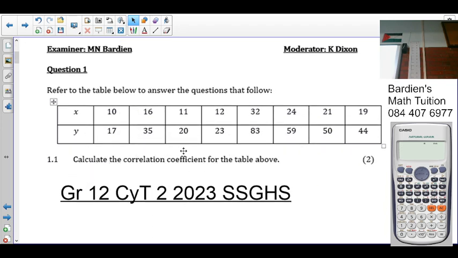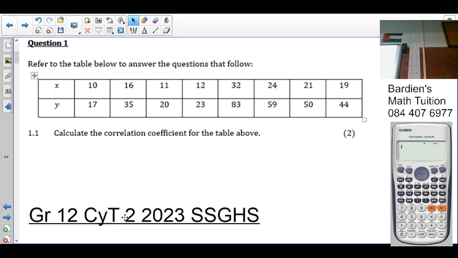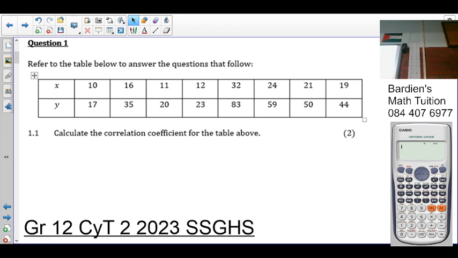Okay, so we started off with question 1. We are asked to refer to the table below and answer the questions that follow. Calculate the correlation coefficient for the data above. So for the correlation coefficient, we need to program our calculator. So we press setup, mode, 3 for stat, 2 for A plus Bx.